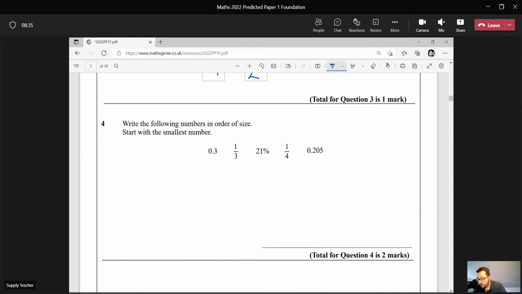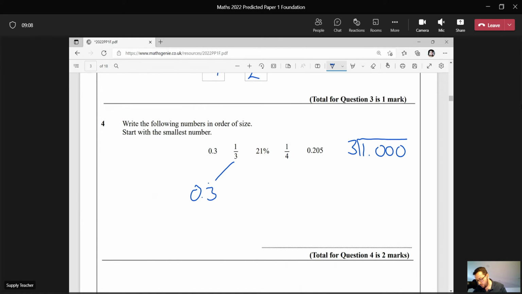Okay. Next one then, it says write the following numbers in order of size, start with the smallest number. So there's always this kind of question where you've got a mixture of fractions, decimals and percentages. I always like to make them all into decimals and then compare them. So this first one is already a decimal, so that's absolutely fine. 1/3, you might know this as 0.3 recurring. But if you didn't know that, if you want to just turn a fraction into a decimal, you can just do the divide. So that's 1 divided by 3. So if I just do this quickly, so 3, and then we'll put a decimal point and a few zeros.